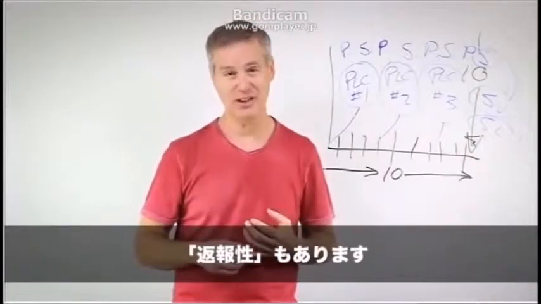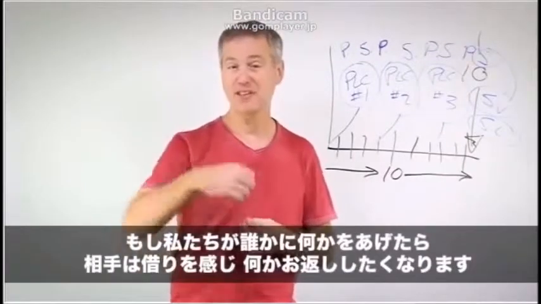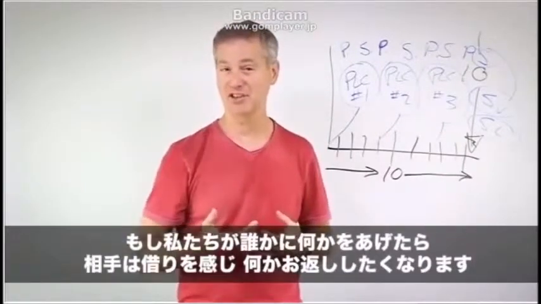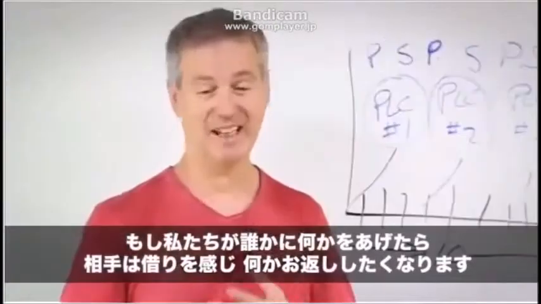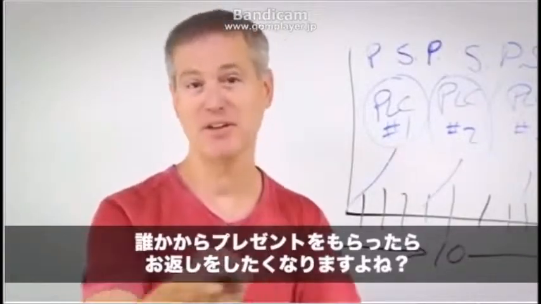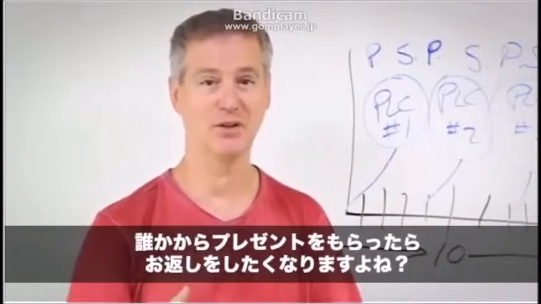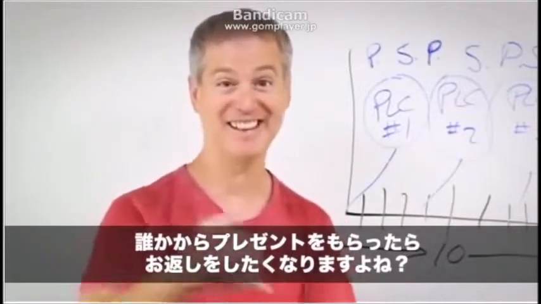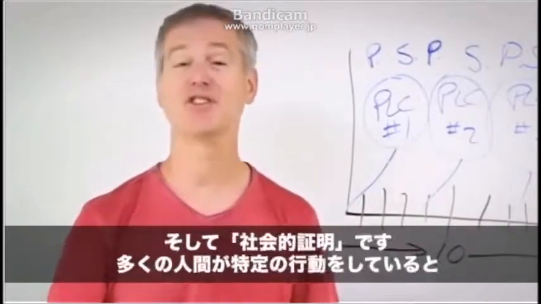Reciprocity is another great trigger. That's the idea that if we give something to someone, they're going to feel an obligation to give something back to us. And it works the other way around. If you give a gift to someone, they're going to want to give a gift back to you. Or if someone gives you a gift, you're going to feel like you need to give them a gift back.